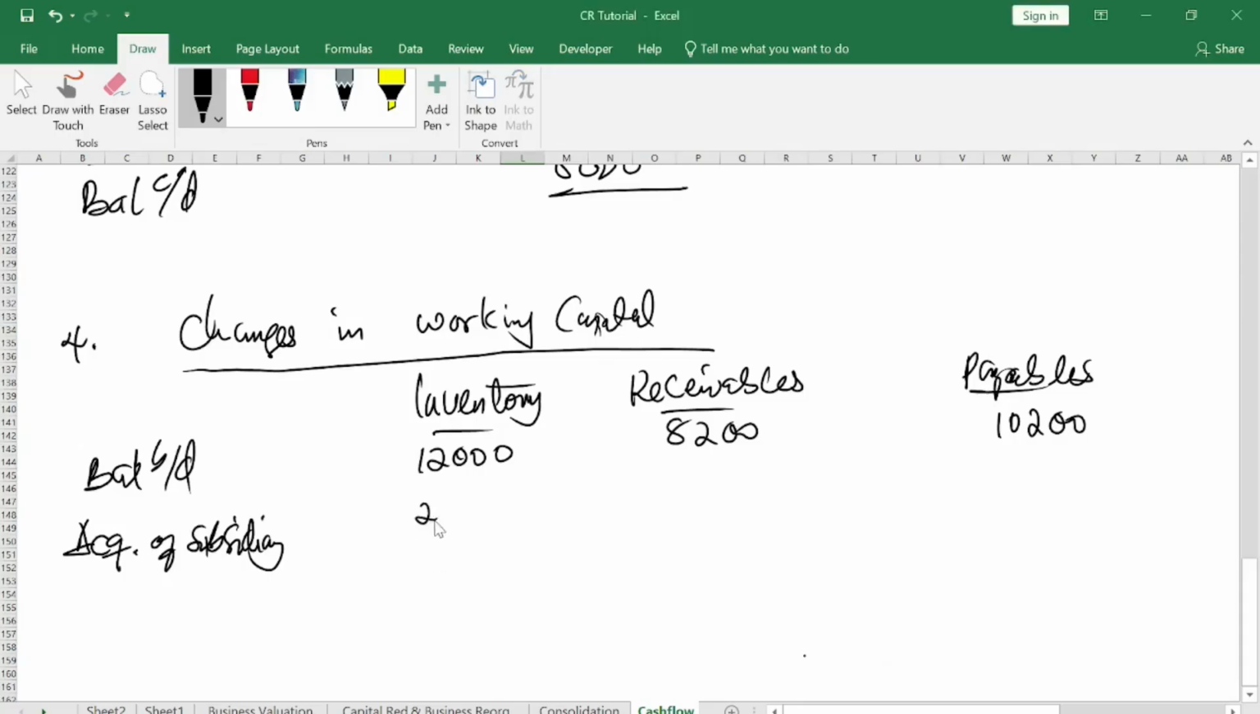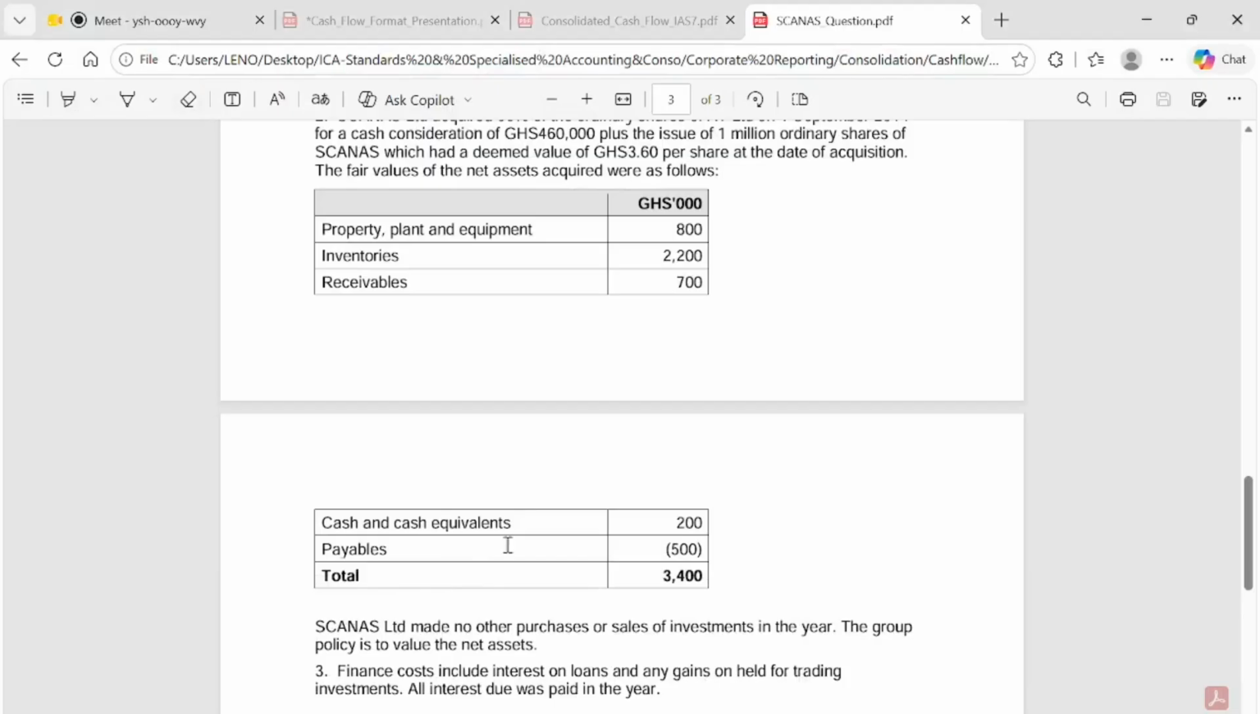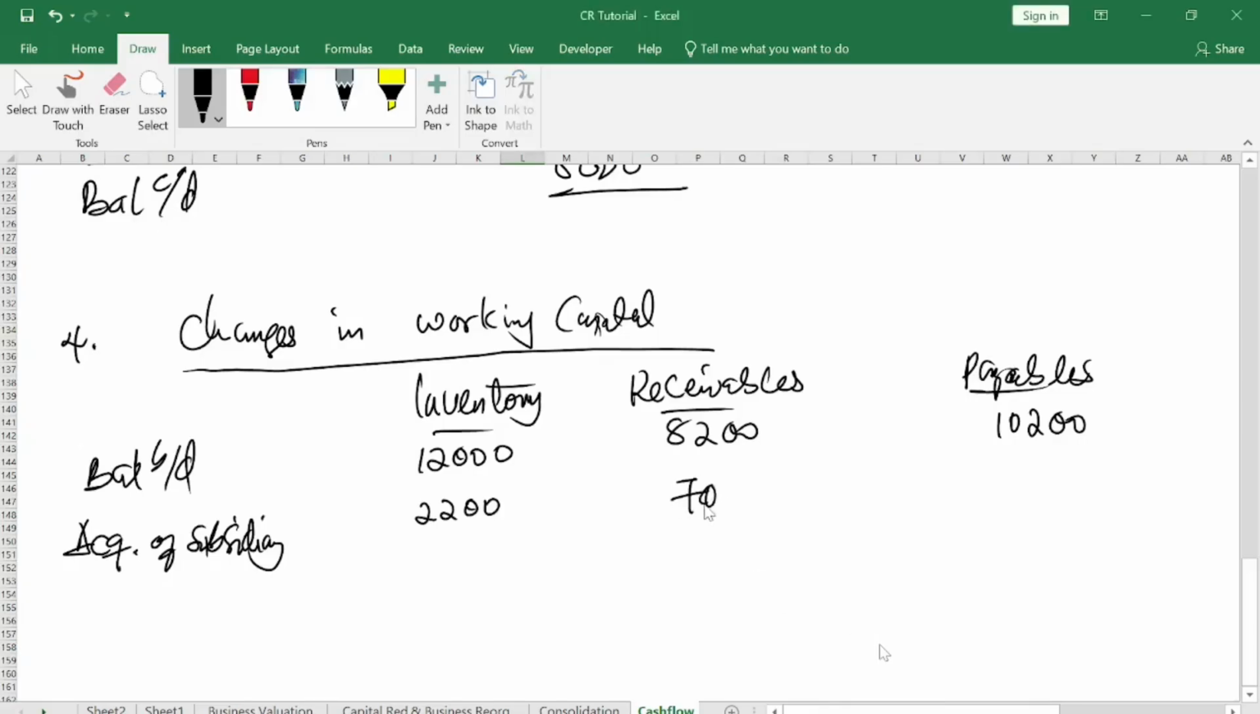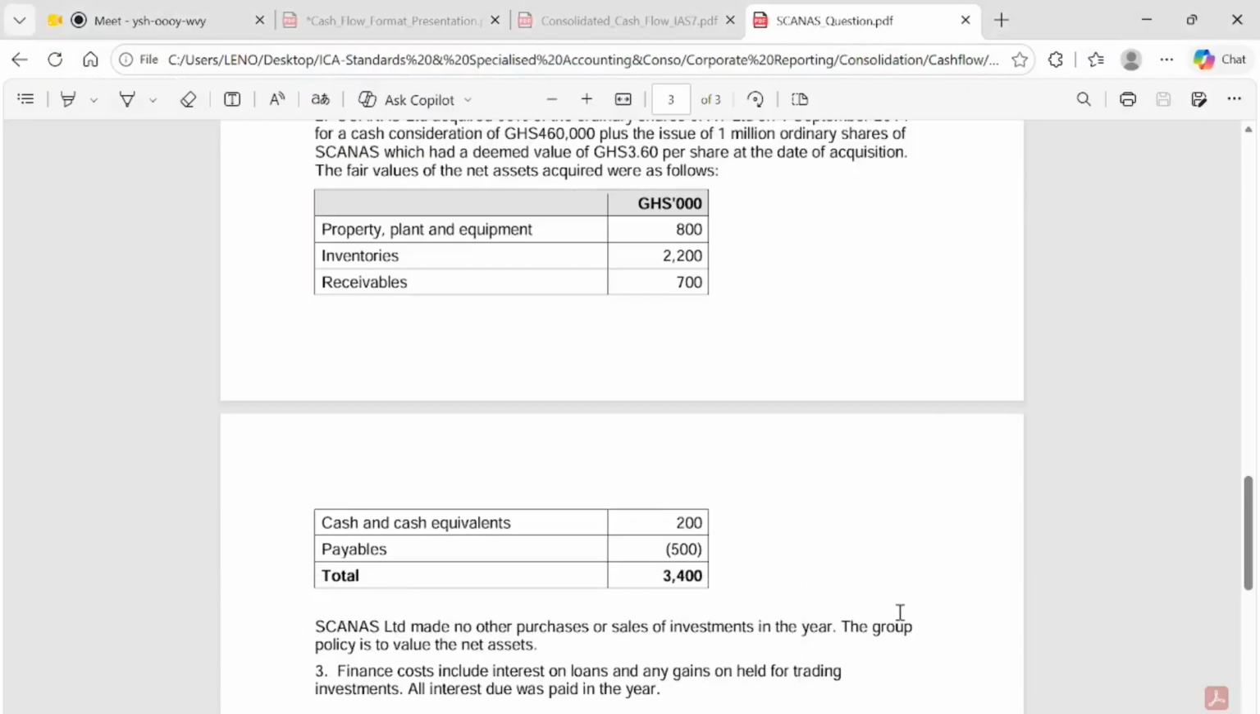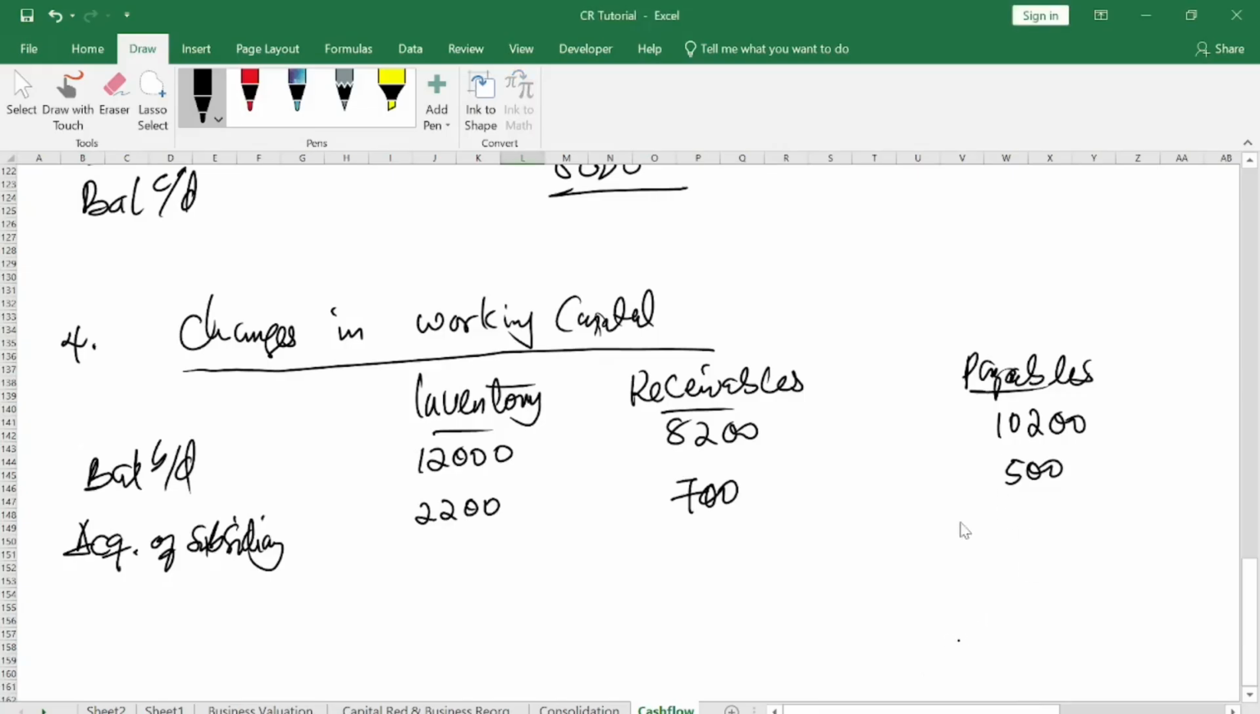2,200. You come and add it here. Do they have receivables? Yes, sir. Receivable is how much? 700. You come and add it here. Do they have receivables or payables? Payables, yes. How much? 500, sir. Then you also come and add it here.